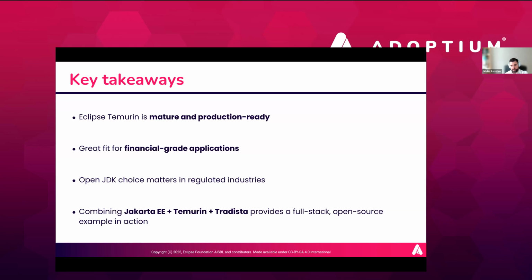Finally, what is interesting in Eclipse Tradista is that it is a full open source stack. Tradista is under an Apache 2 license. Jakarta EE is an open standard, and it is also delivered with Temurin, which is also open source. So all in all, this gives an illustration of a complete solution from the JRE to the application layer that is totally open source and transparent. It is a motivation to work on this project.